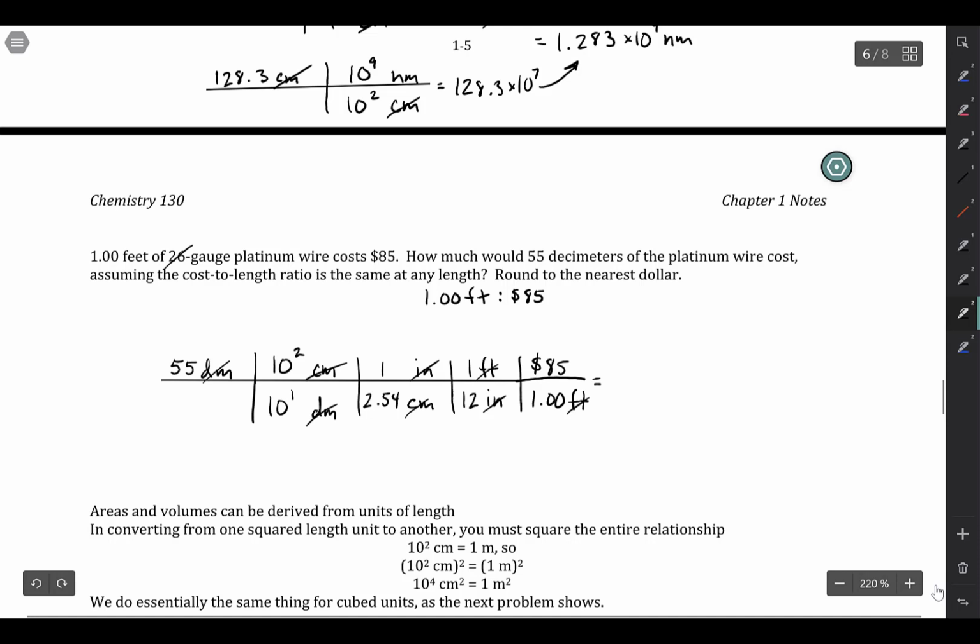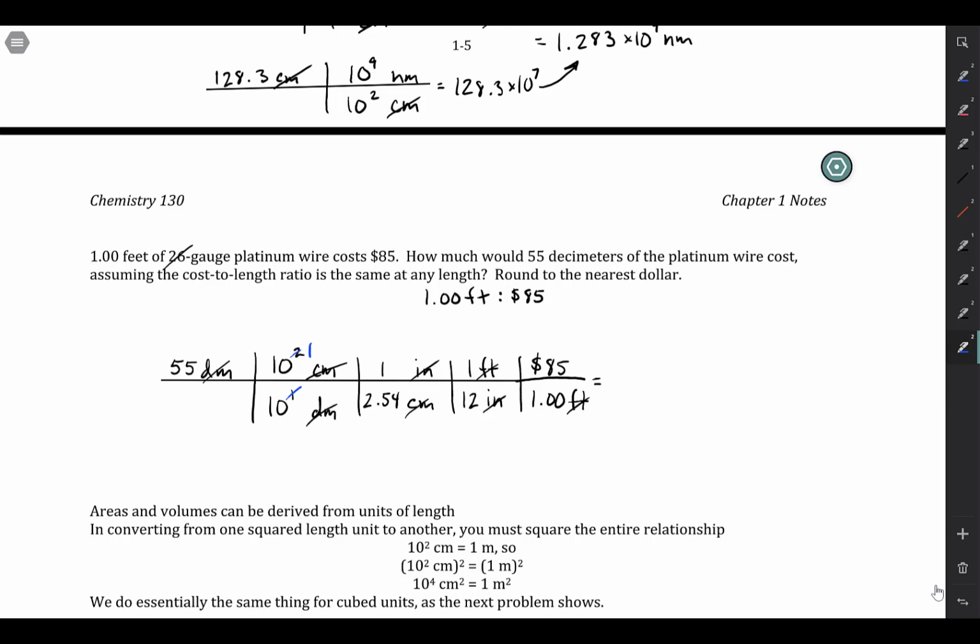And this one is not one that I can do in my head. However, if we'd like, what we could do is simplify 10 to the second over 10 to the 1. 2 minus 1 is, of course, 1, which is just 10. So let's go ahead and put that in the calculator here.